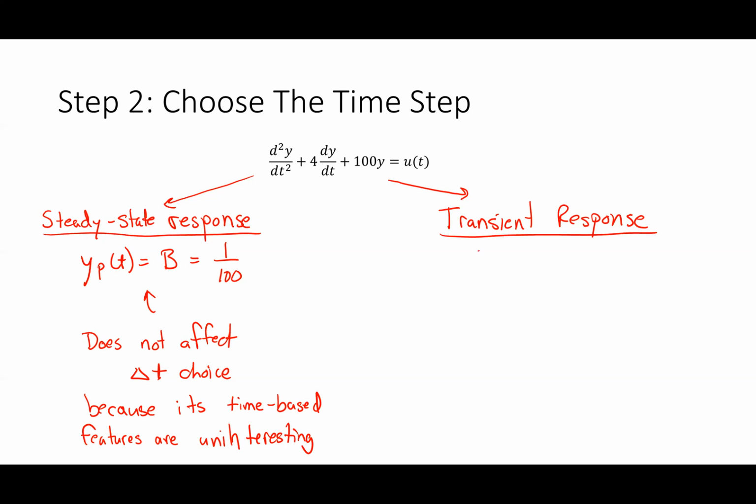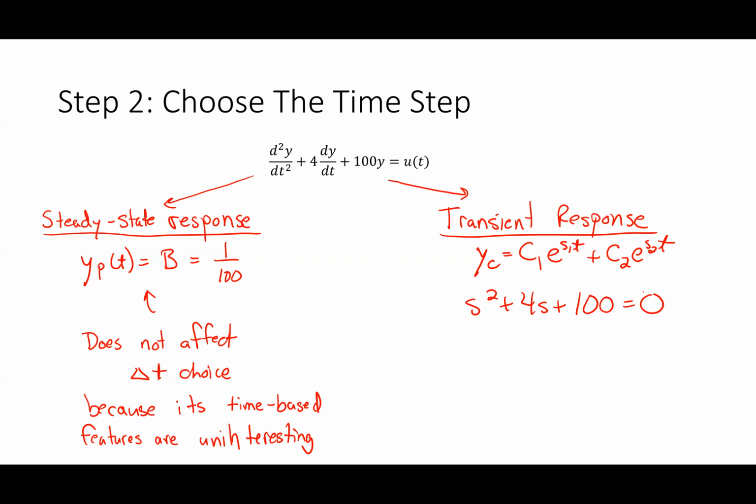Well, I know that it has to be some exponential, like that. But tell me more about that, because those exponentials can look different ways, can't they? How do I figure out what kind of exponential I'm going to get? The roots of that characteristic equation. So what's the characteristic equation for this? s squared plus 4s plus 100 equals 0.